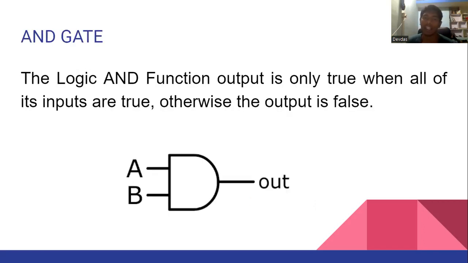AND gate. The logic AND gate function output is only true when all of its inputs are true. Otherwise, the output is false. So the AND gate takes two inputs. If both the inputs are true, that is, both the inputs are 1, we get the output as true, which is 1. If any one of the inputs is false, or if any one of the inputs is 0, we get the output as 0.